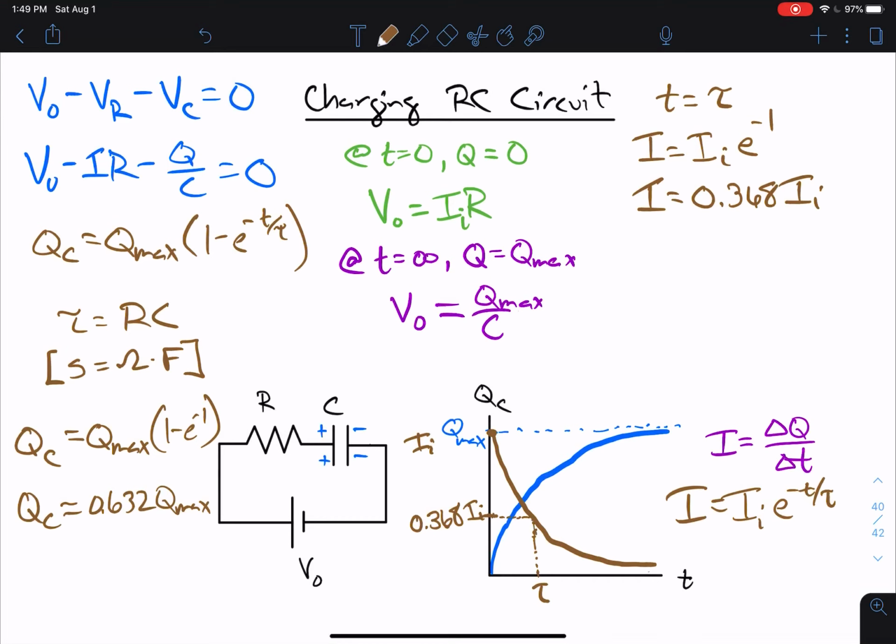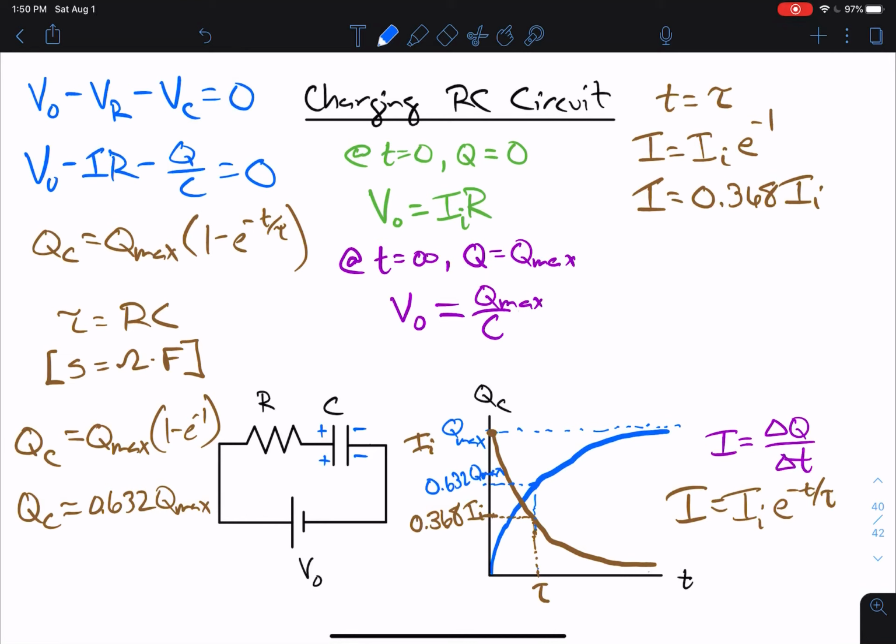If I'm talking about the charge, what I would be looking for is the 0.632. Okay, well, that is going to be somewhere around here. That's 0.632 of Q max. And if I go down, it's, of course, the same tau if I'm talking about the same circuit.